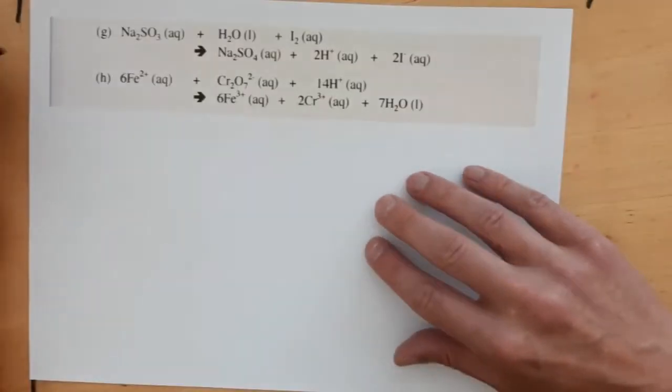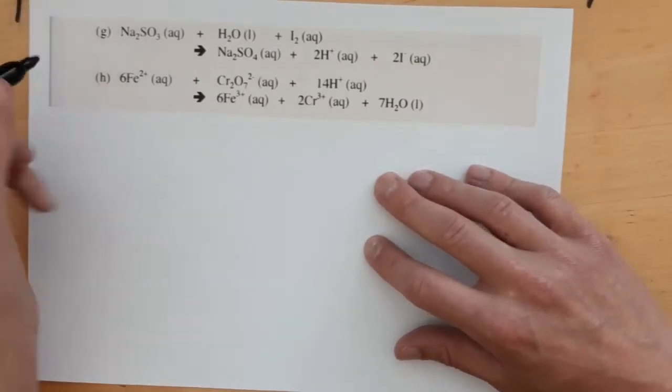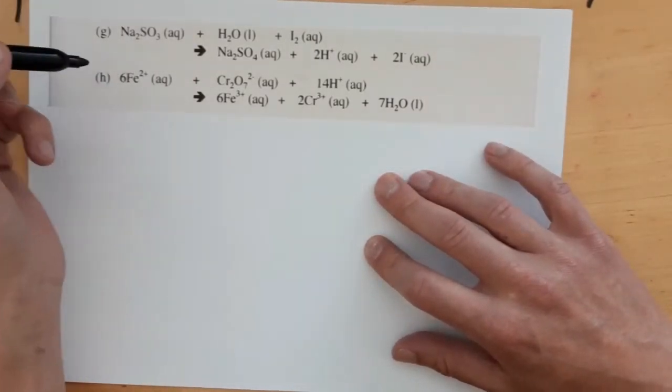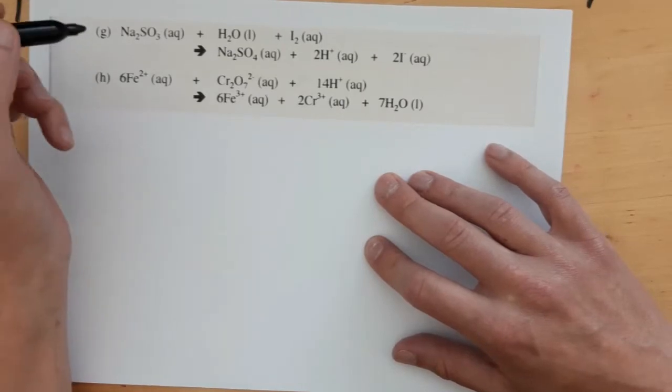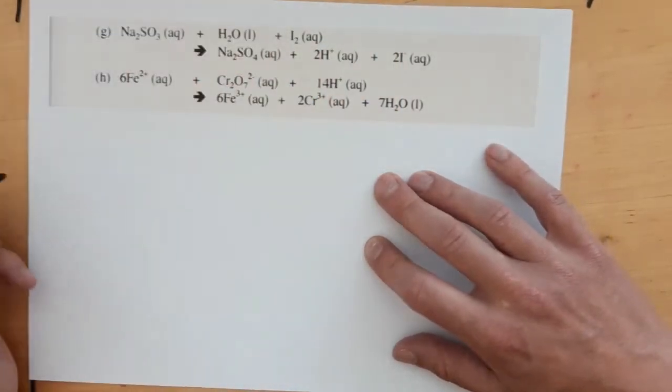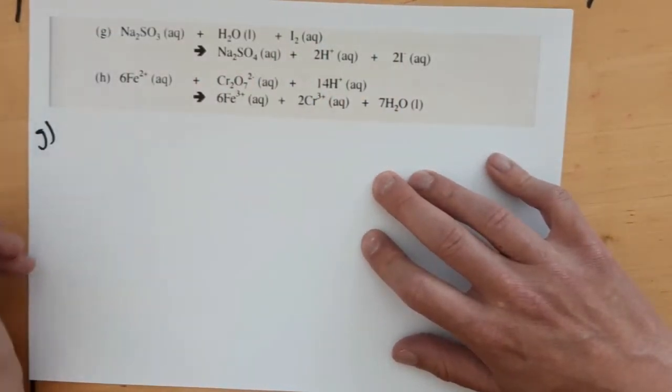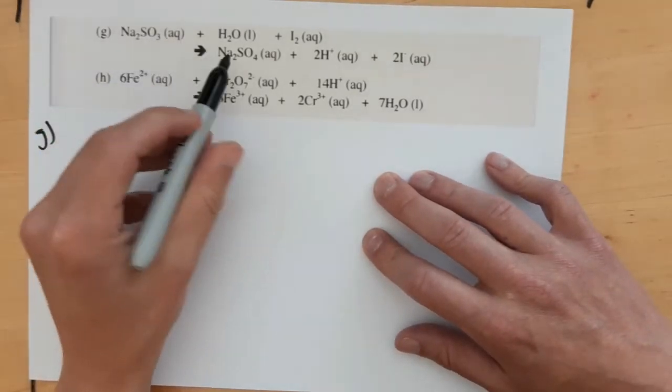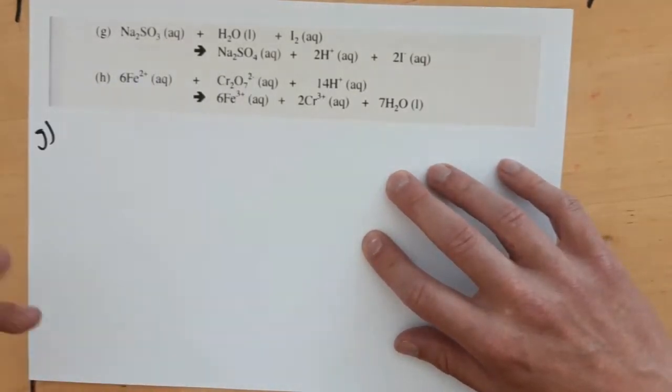Next one. This question was: write the reduction and the oxidation equations. We'll just do G first. What is being reduced, what is being oxidized? Well, if we write out this full equation, G is here, and this time I'm going to put the charges in each chemical, and we'll see how that changes the chemical.